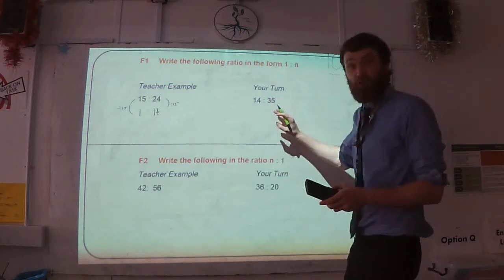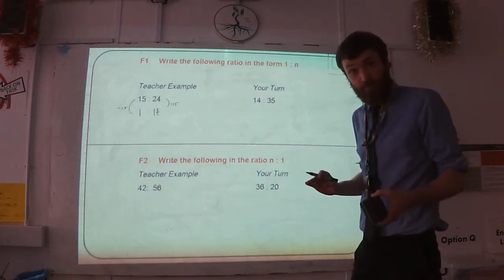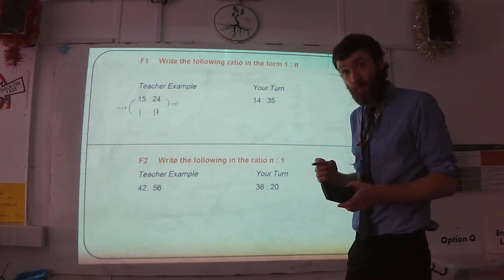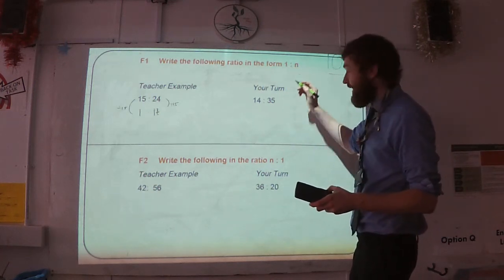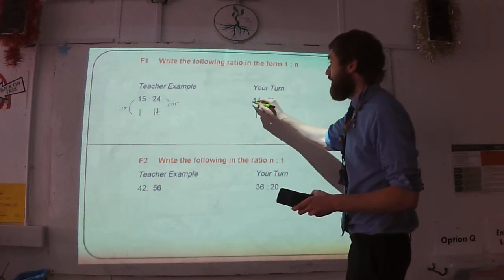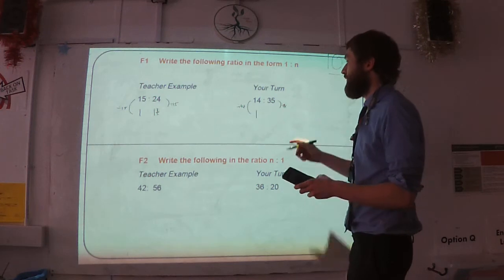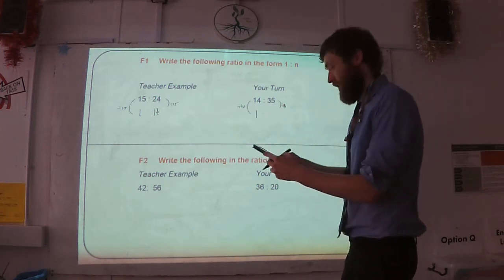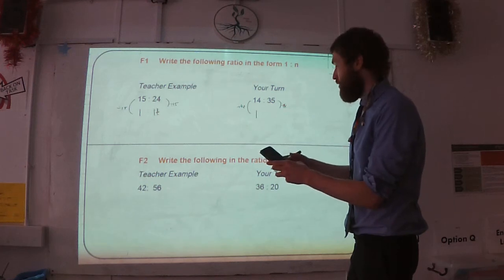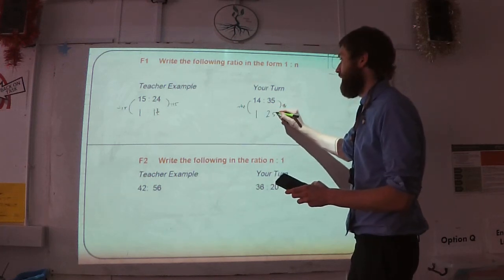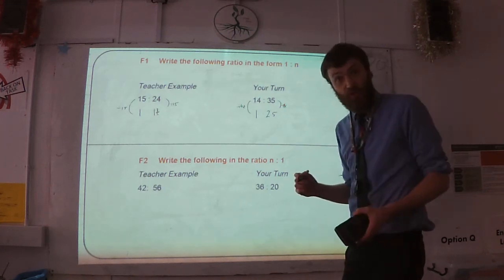The next one here you could definitely try by yourself. Okay, so if you want to pause the video now, you totally can. If not, I'll go through it straight away. Okay, if you've just come back, 1 to n again, so I'll make that 1, divide by 14, divide by 14, because I want to make it 1 to n. So 35 divided by 14 is 2.5. So it'll be 2.5 there. Alright? So therefore, if you tried it, see if that's the answer you got.